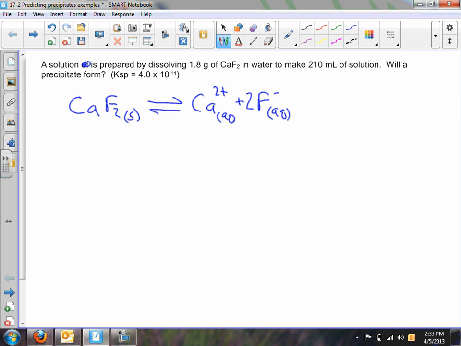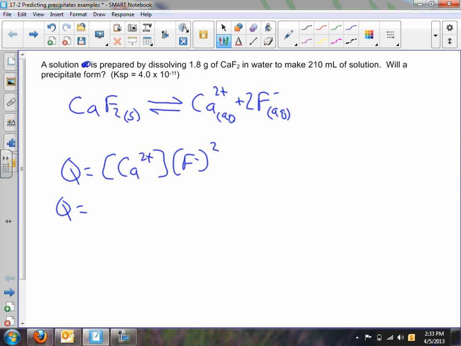So you're going to write your Q expression, which is done the exact same way as an equilibrium expression. Concentration of Ca2+ times concentration of F- squared. Once you solve for Q, you can just compare that with your K value, and depending on what that is, we'll determine whether it shifts right or left. So let's figure out what our Q is here.